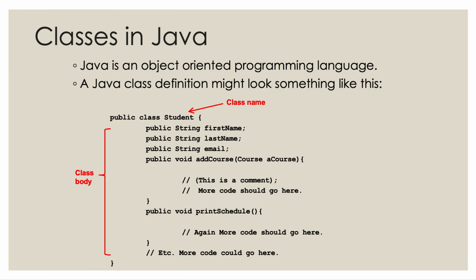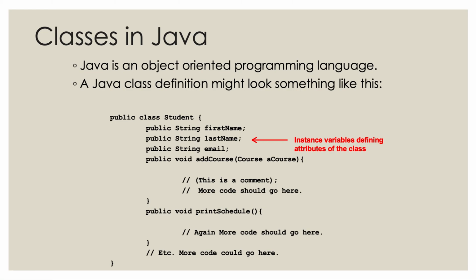And also we have the keyword class, and the Student name, as you see, starts with a capital S. And then we have these curly braces that open and close. This part is called the body of the class. So whatever is inside these curly braces is called the class body.